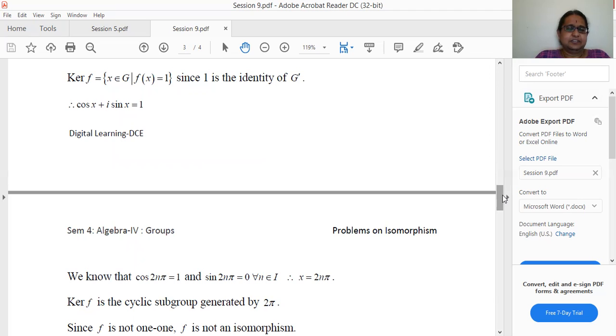Now to check whether f is an isomorphism, we have to check whether f is 1 to 1. Now the mapping is f(x) equal to cos x + i sin x. So for 1 to 1, f(x) equal to f(y) should imply x is equal to y. f(x) is cos x + i sin x, and f(y) will be cos y + i sin y. Two complex numbers are equal means we have to equate both the real and imaginary parts. That is, this will be equal provided cos x is equal to cos y and sin x is equal to sin y.